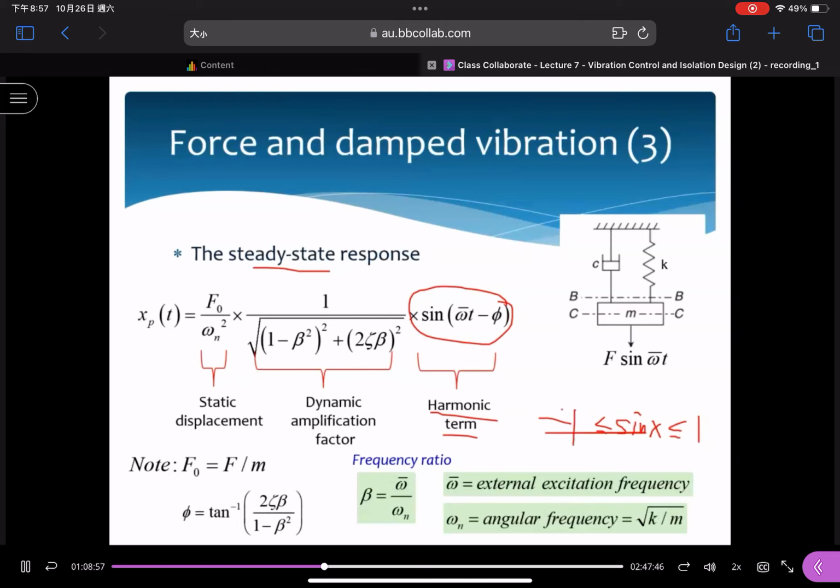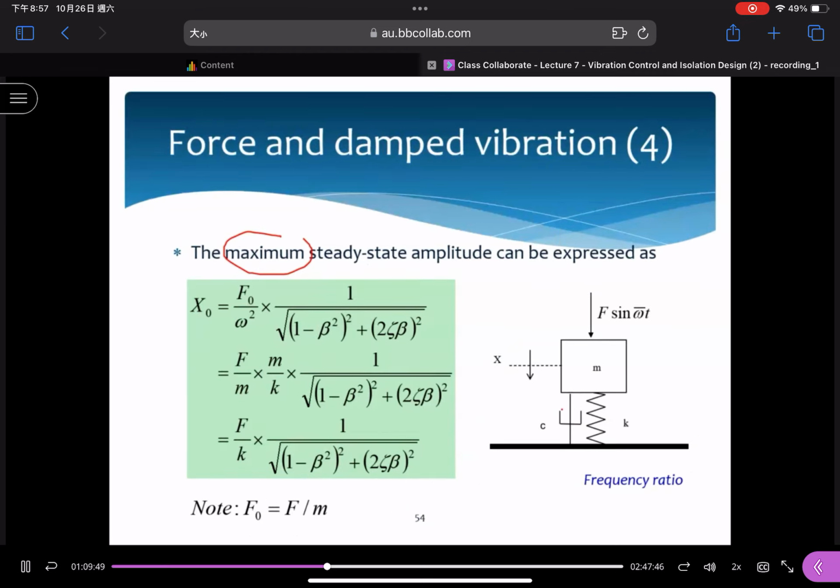So if we want to find out the maximum value, we can assume the last term is equal to 1. We just take care of the first two terms only, the static displacement and the dynamic amplification factor. If we are going to find out the maximum steady state response, this is a common approach. If we can control the maximum steady state, it means that if it is safe, we can control the system well. So that's why we always consider the worst case, the maximum steady state response.